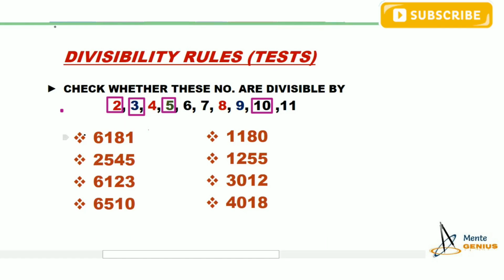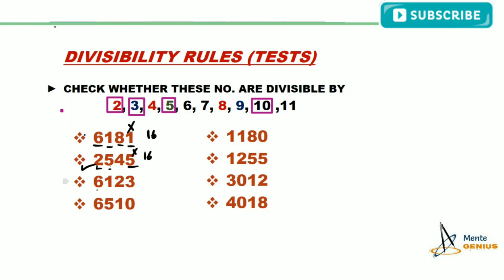First we will check 6 plus 1, 7. 7 plus 8 is 15 plus 1 is 16. 16 is the digit sum. Can we divide it by 3? No, a big no. Coming on to this question, 2 plus 5, 7. 7 plus 4, 11. 11 plus 5 is 16. Again, we cannot divide. Next, 6 plus 1, 7 plus 2 is 9. 9 plus 3 is 12. Yes, we can divide this number by 3 properly.